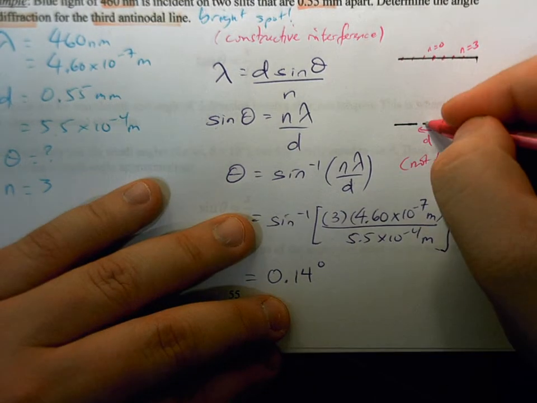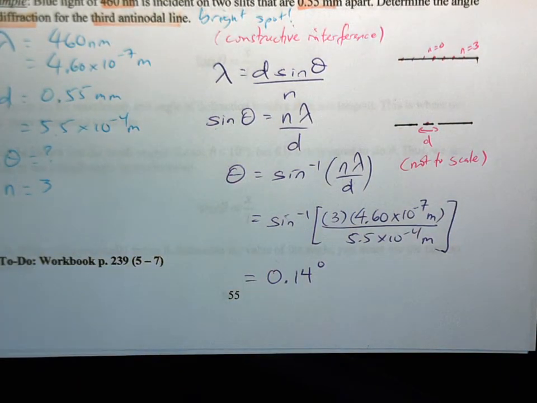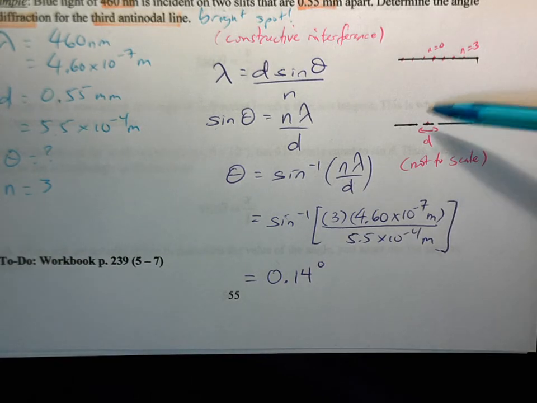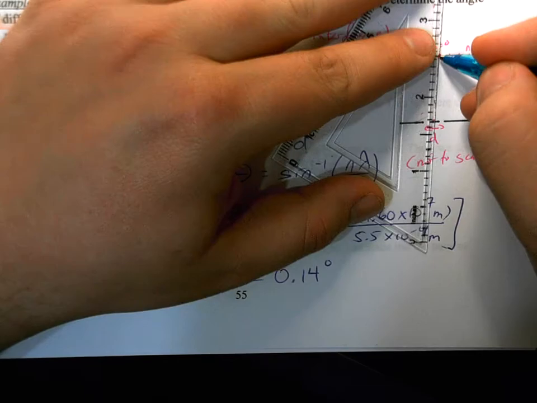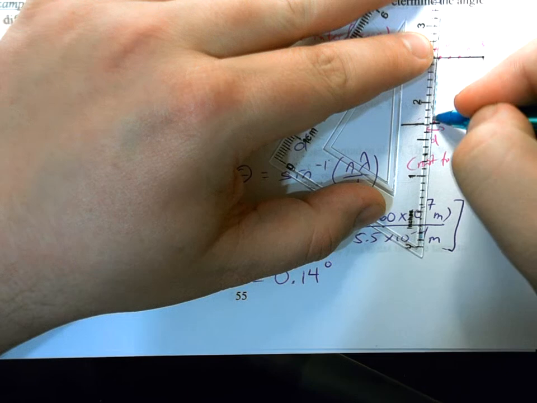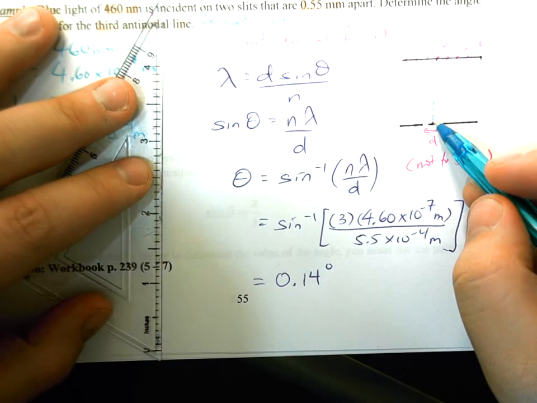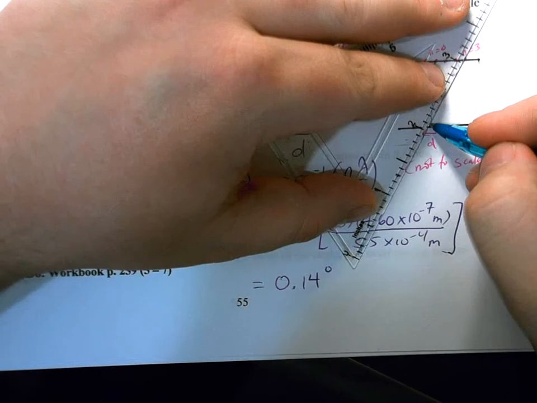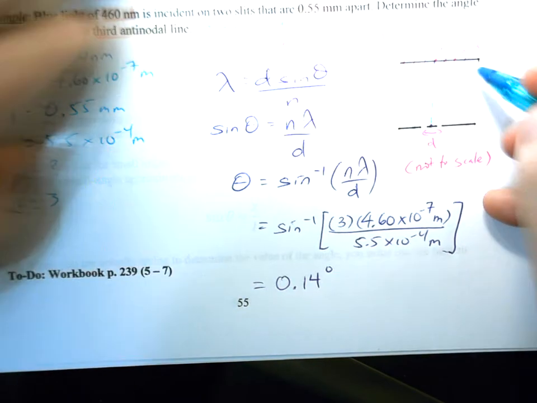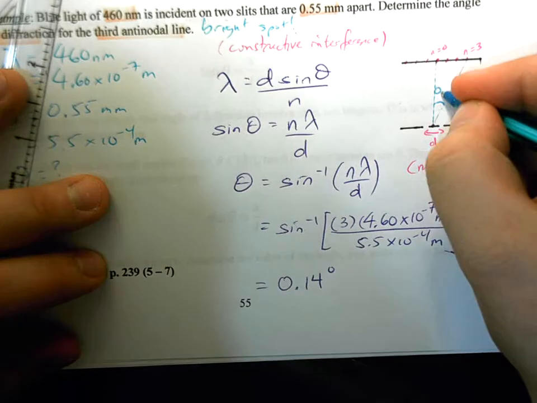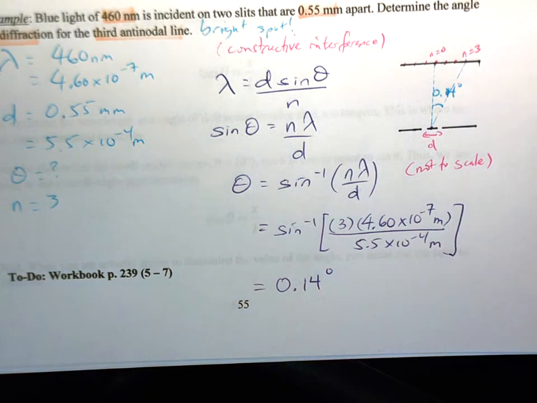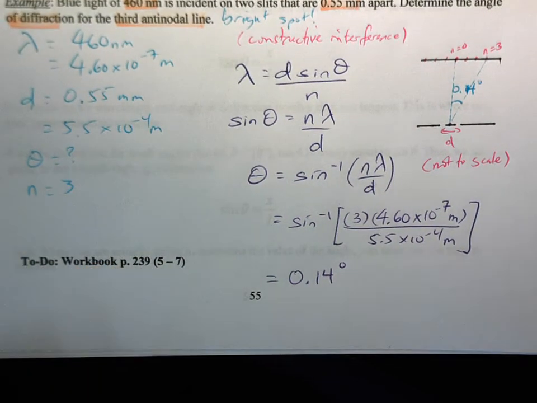So what that's saying is that the angle that's formed between the line from the midpoint to my central maximum, this line here, and that line that joins the midpoint to my third fringe, what they're saying here is that that angle is 0.14 degrees. Now obviously I didn't draw that to scale, that's a little hard.